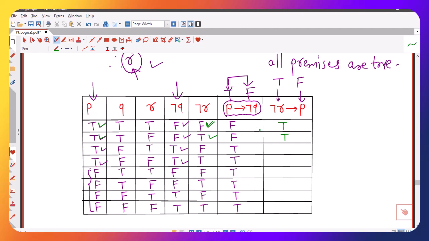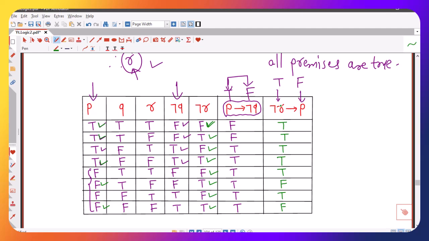Then here negation R is false, so we can directly write true. Here negation R is true and P is also true, therefore here true. Here negation R is false, therefore this is true. Here negation R is true and P is false, therefore we have false here. Then negation R is false, so don't worry about this. Here true and this is false, therefore we have F here.